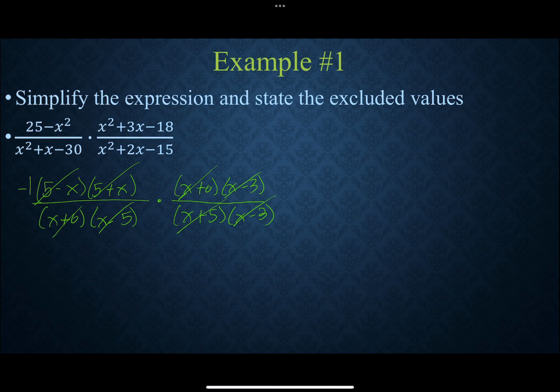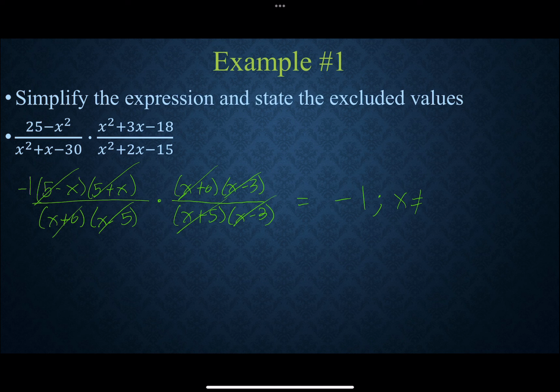Now, when we're canceling, because we're technically dividing the like expressions, we're leaving ones behind, so it's not a 0 for the answer. It's a whole bunch of ones and a negative 1, which means our final result is negative 1. Now, we do need to talk about excluded values, though. The answer is negative 1, but x could not equal certain values.